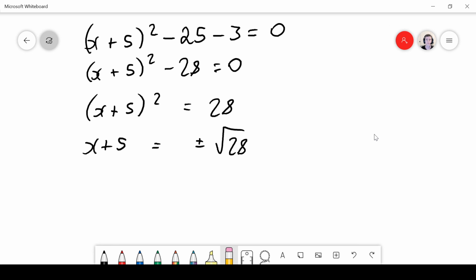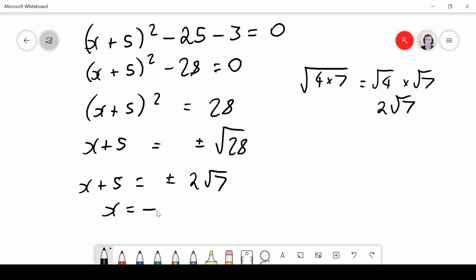And then, of course, as you can see from our video on surds, we can simplify this down to get 2 root 7, as it is 4 multiplied by 7, which splits up into root 4 multiplied by root 7, which is the same as 2 root 7. And then to find out what x is, we take away 5 from both sides. So then we get x is equal to minus 5 plus or minus 2 root 7.